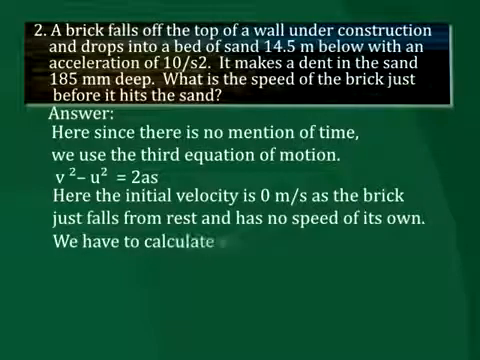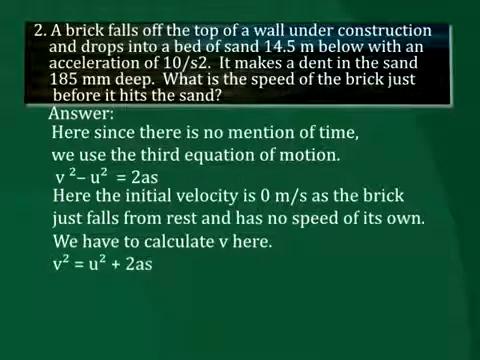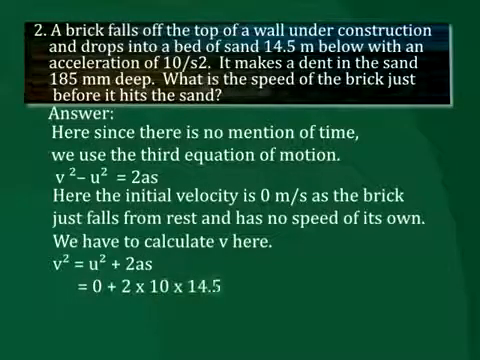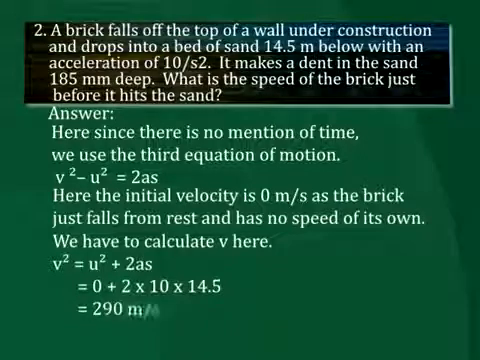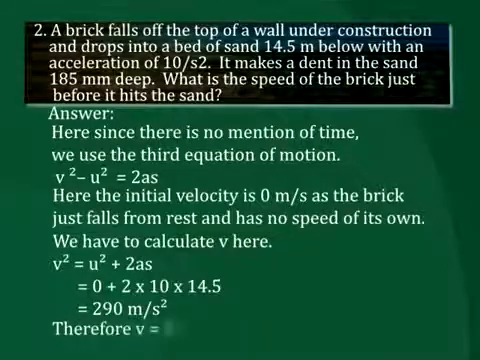v square is equal to u square plus 2as, equal to 0 plus 2 into 10 into 14.5. This will be equal to 290 meters per second square. Therefore, v is equal to 17 meter per second.